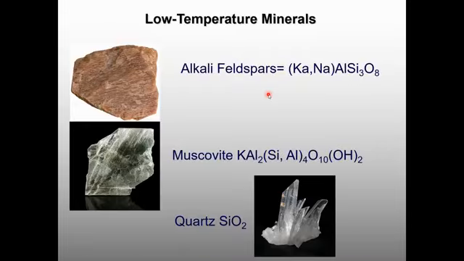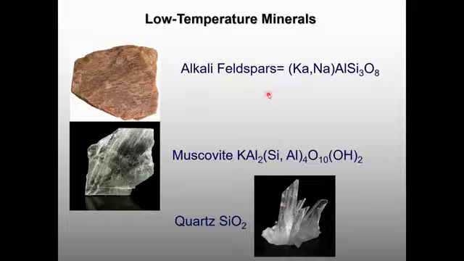As we go to even cooler temperatures, we have alkali feldspars that are very rich in potassium and sodium. Sorry, that shouldn't have the Ka. That should just be K there for potassium. And then Na for sodium. And we have muscovite mica, the silvery white mica. And then quartz. These are the minerals we'd find in low temperatures.